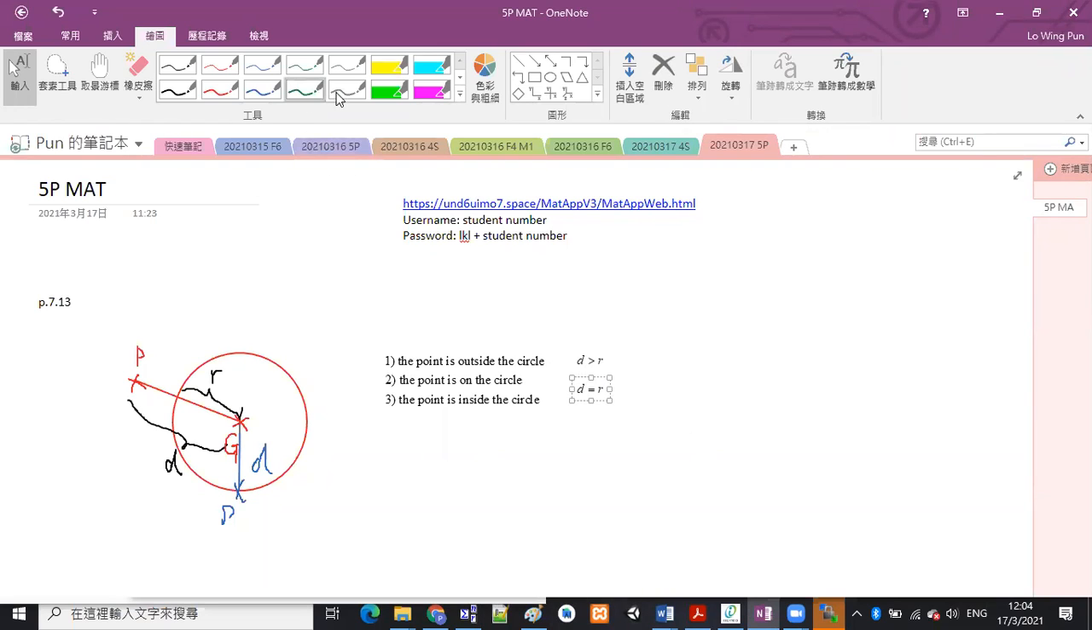How about the third case? The third case, if the point is inside the circle, the point P is like this, inside the circle. Then the distance between the point P and the center, again, let me call this D, should be less than the radius.